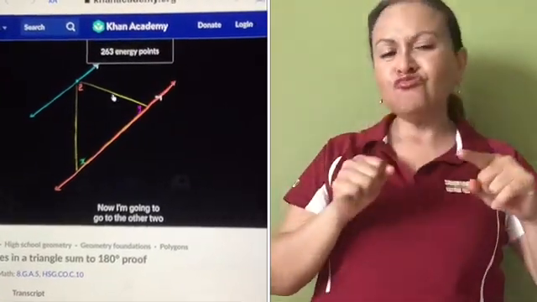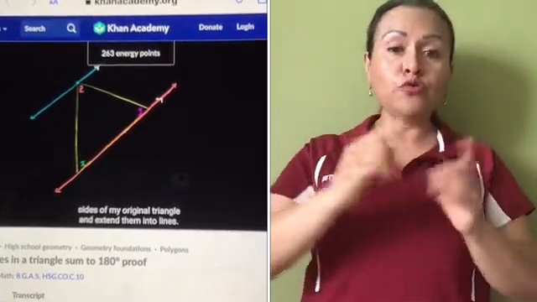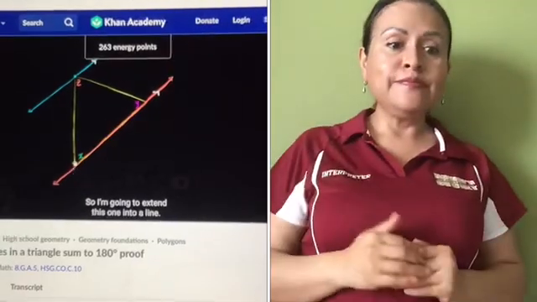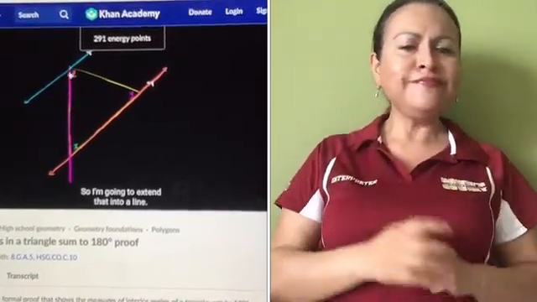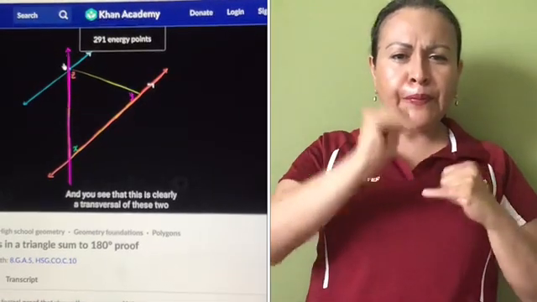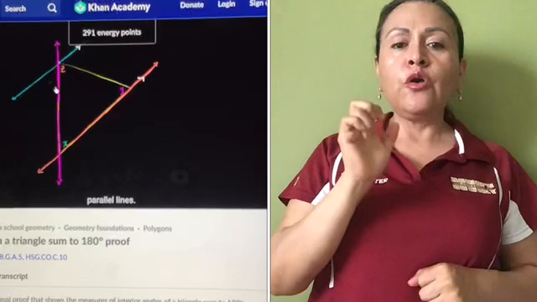Now I'm going to go to the other two sides of my original triangle and extend them into lines. So I'm going to extend this one into a line, doing that as neatly as I can. So I'm going to extend that into a line. And you see that this is clearly a transversal of these two parallel lines.